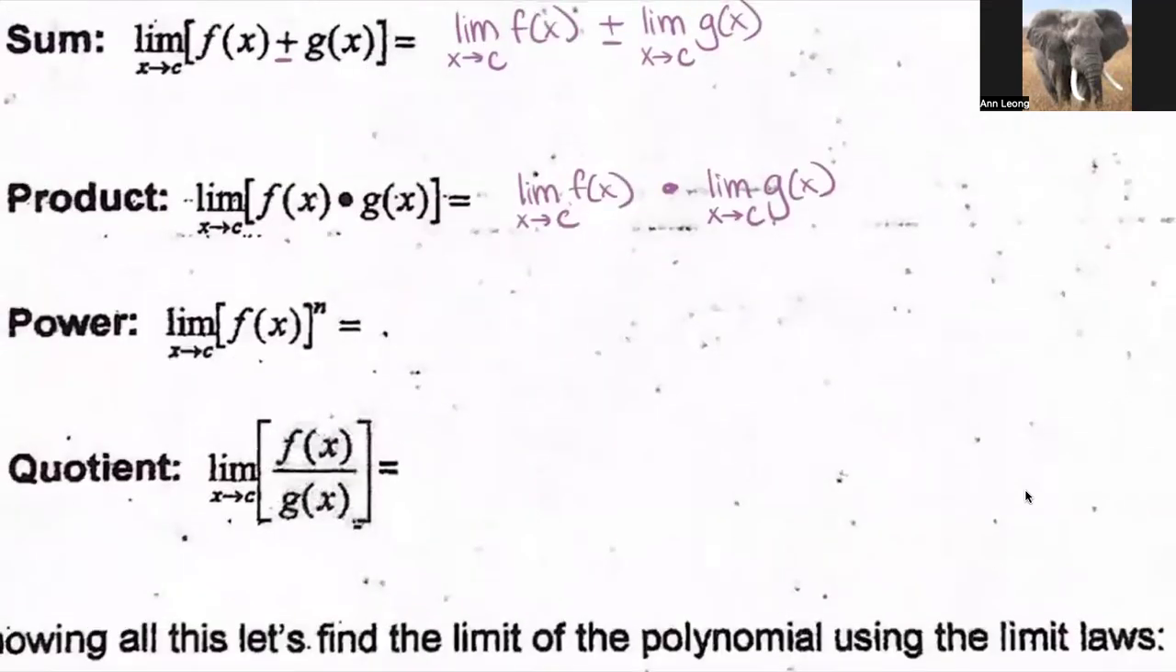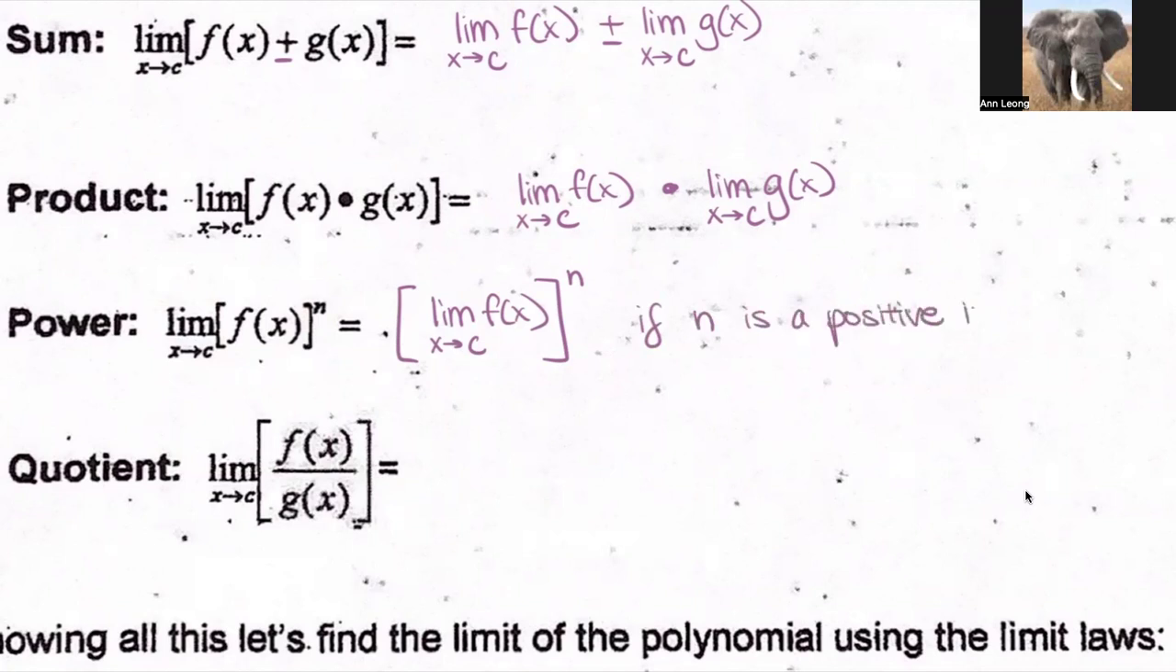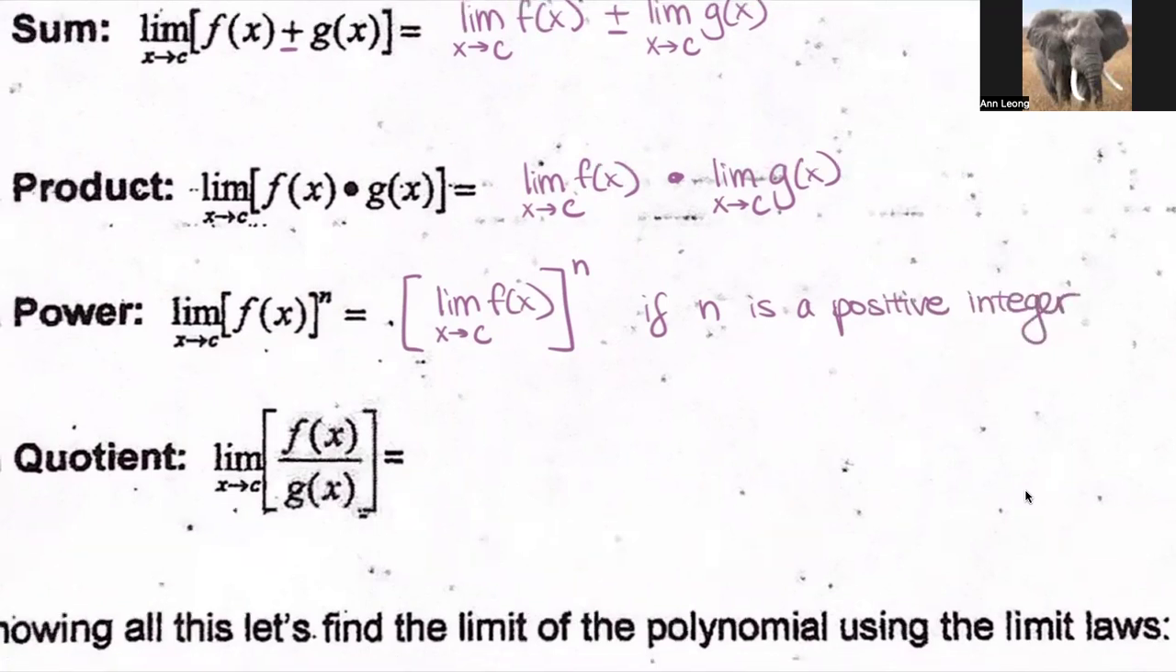All right. This one is limit of a power. If you have a function being taken to an exponent and then you take the limit, you could also take the limit of the function first as it approaches c and take that answer to the power of n. All right, and this is only if n is a positive integer. So there's a criteria for that one.